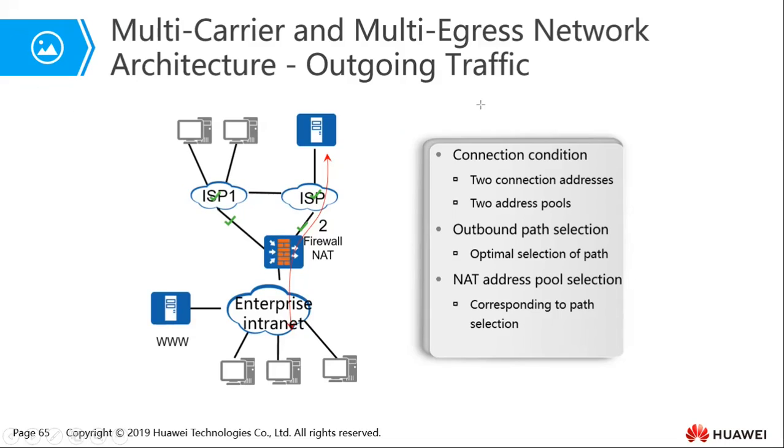But the disadvantage, as you might already have guessed correctly, is that it's very expensive to implement, and if availability really is a very key factor in that particular network that you're designing, then this is the way to go. Now, the connection condition is that you'll have 2 connection addresses, meaning you'll have at least 2 public IP addresses for each of the interface, and you'll also have 2 different pools so that NATing can be done independently for these 2.